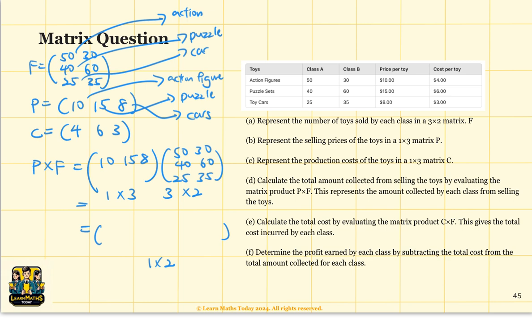Right, for the first column, you will have 10 multiplied by 50 plus 15 multiplied by 40 plus 8 multiplied by 25. You compute it, you should get 1,300. And second column, you have 10 multiplied by 30 plus 15 multiplied by 60 plus 8 multiplied by 35. And then you should sum that out to get 1480.